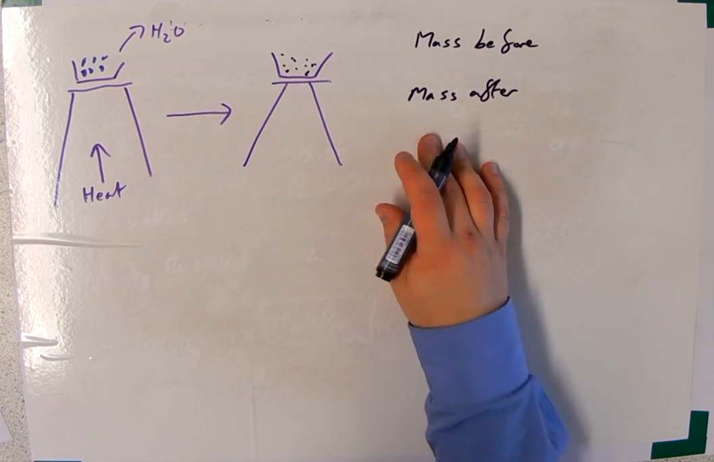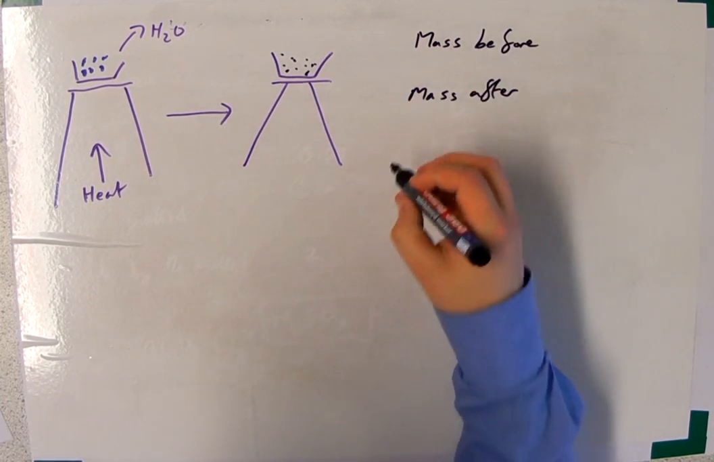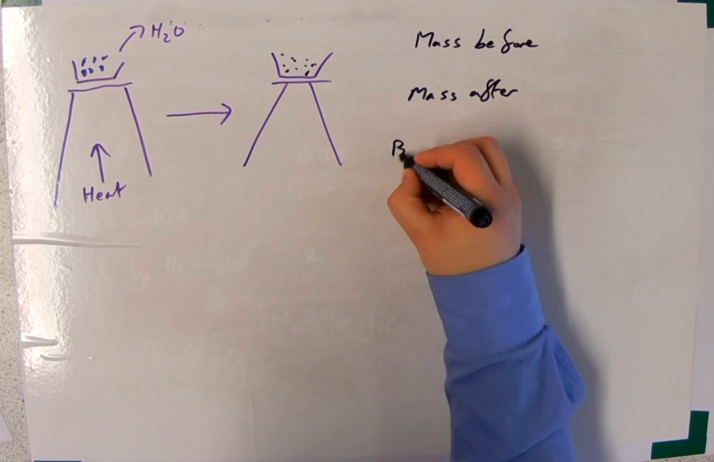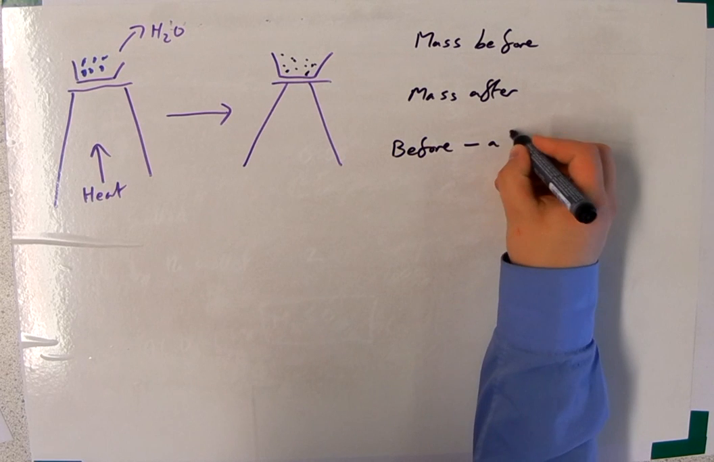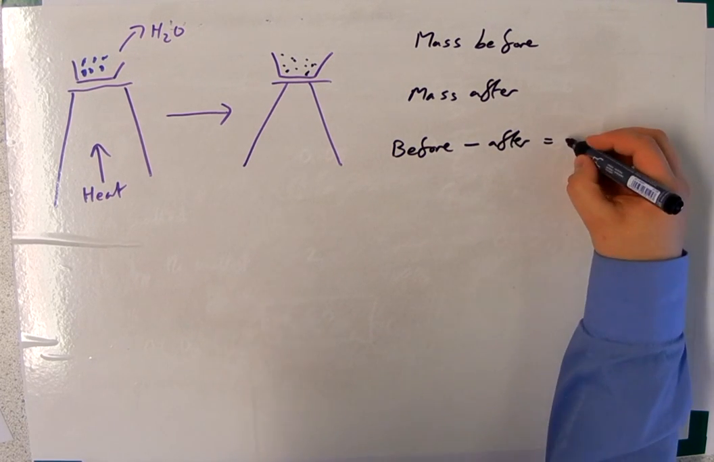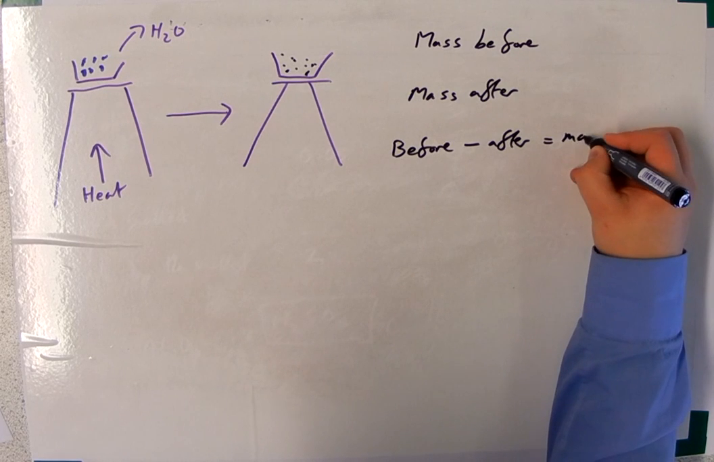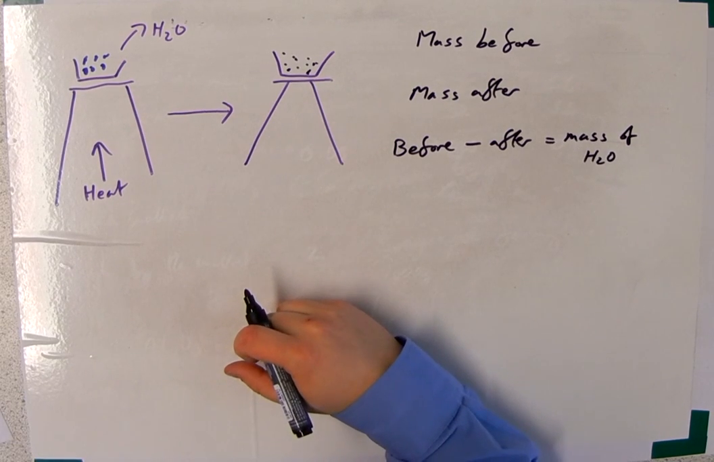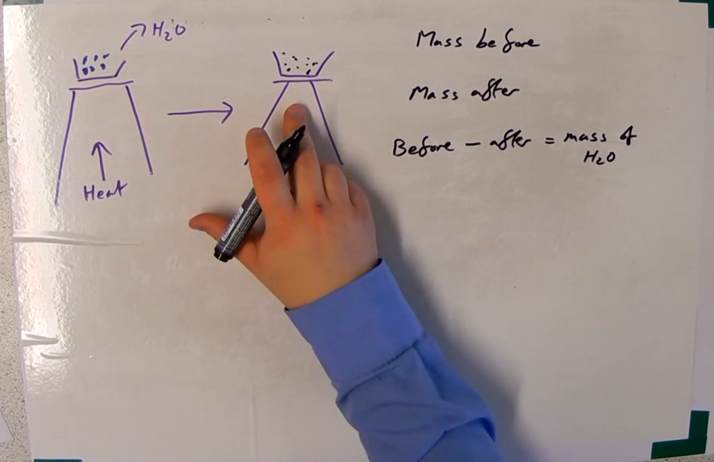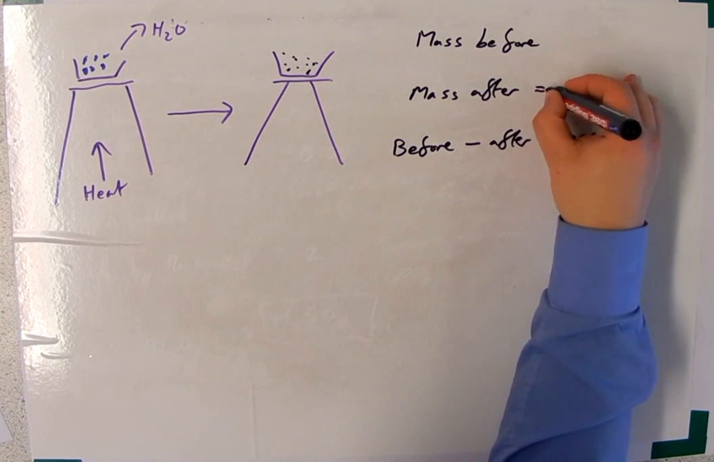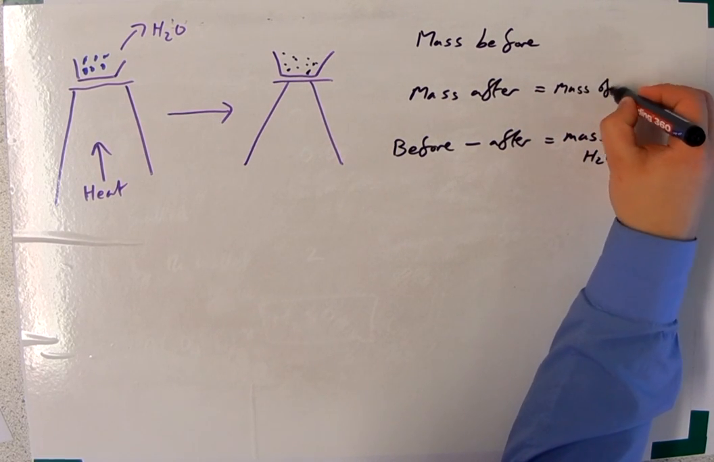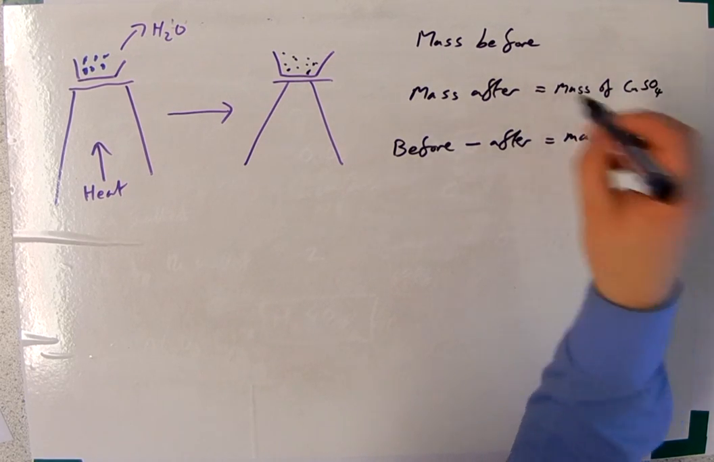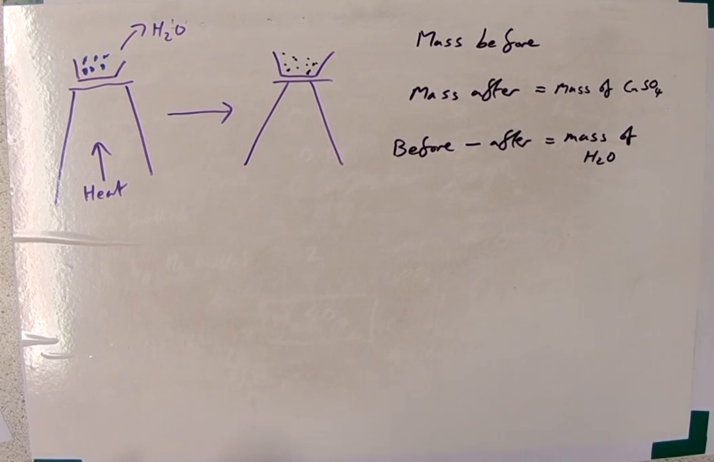The difference between those, before minus after, is the mass, I should say, of water, from which we could work out the moles. The mass after was the mass of our copper sulfate. So that tells us how much copper sulfate we had. From those two, we could work out how much of each thing there was.